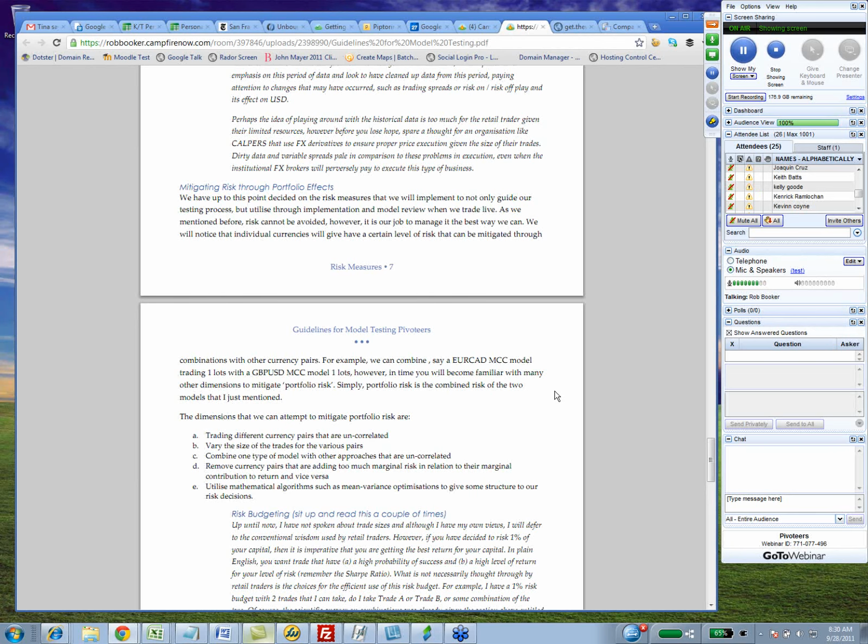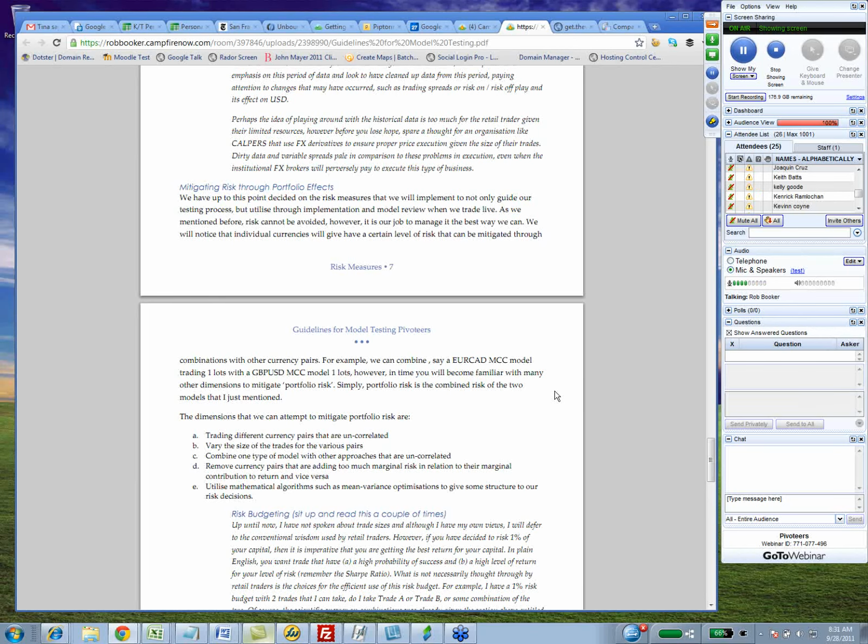Mitigating risk through portfolio effects. We have up to this point decided on the risk measures that we'll implement, not only to guide our testing process, but utilize through implementation and model review when we trade live: the Sharpe ratio, the drawdown, the MAR ratio. As we mentioned before, risk cannot be avoided. However, it is our job to manage it the best we can.